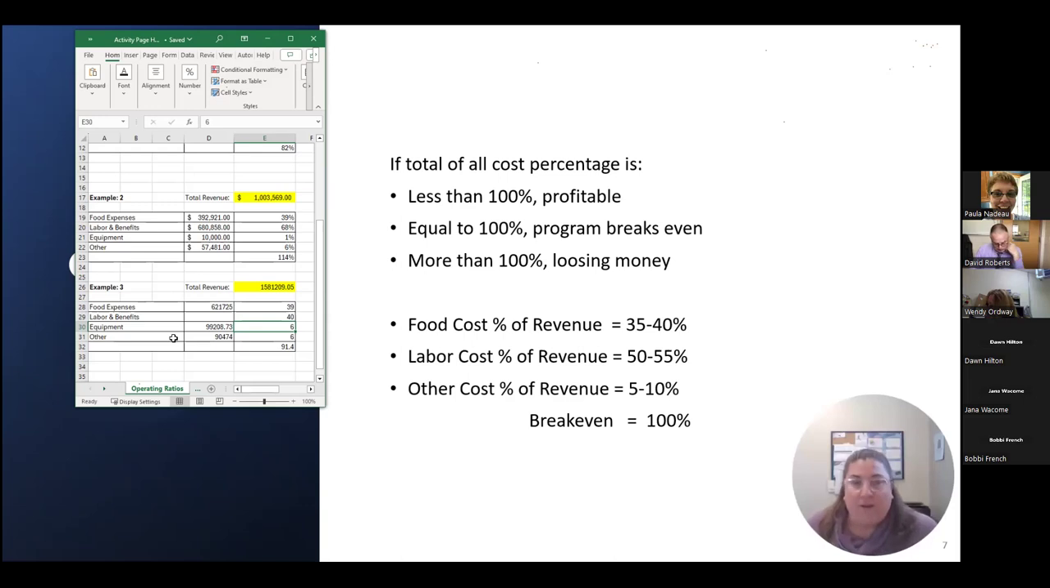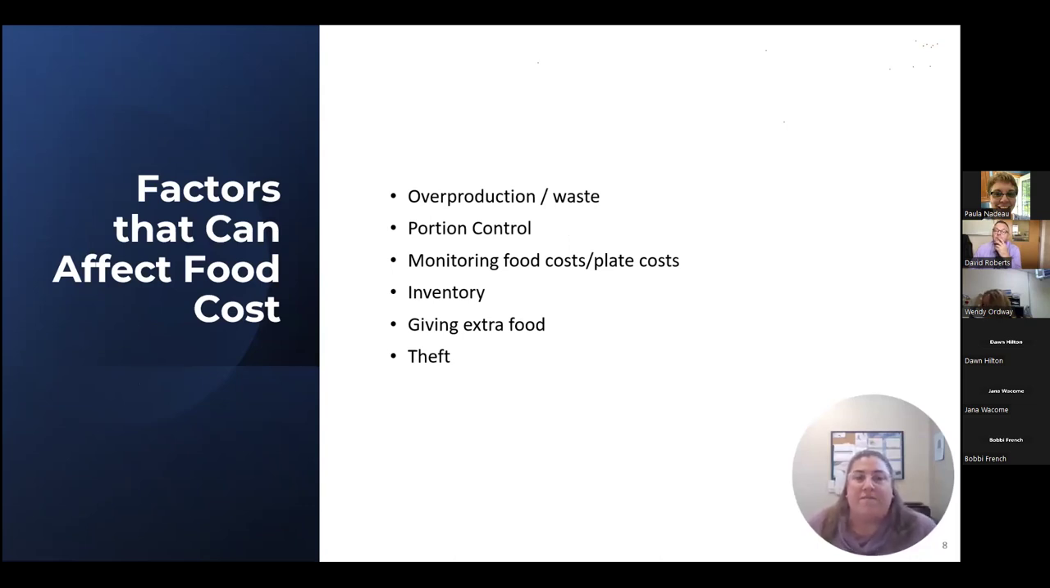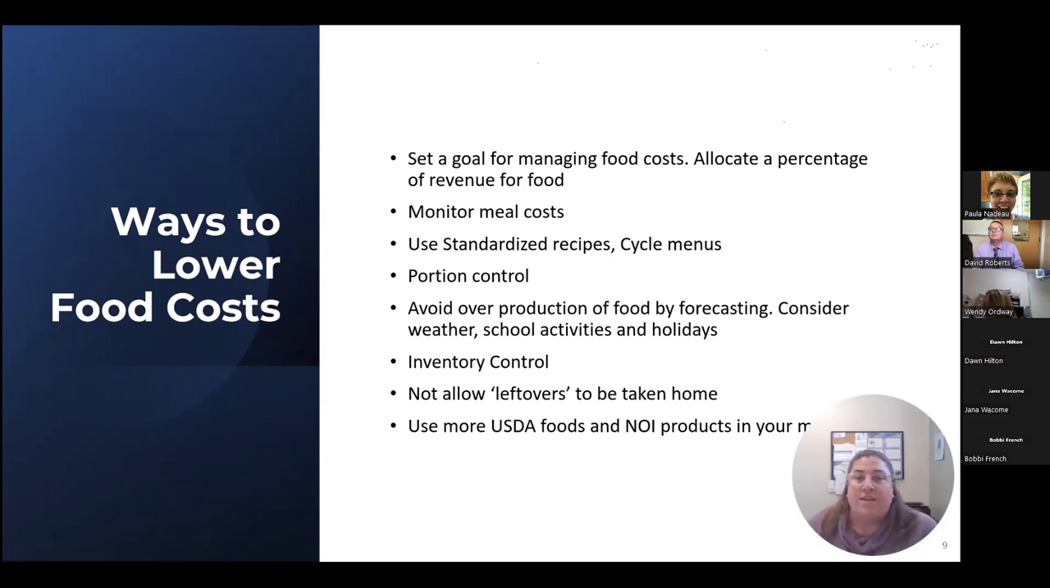All right. So we're going to talk some more about what affects costs in the next slide. So let me throw the activity page over here. There we go. So, factors that can affect your food costs: overproduction, waste, portion control, monitoring food costs, your inventory, giving extra food, theft. Those are just some of the starters. And then ways to lower food costs. So using the percentages that we did, you can use that to set your own goal for managing your food costs. With that, food costs is one of the things that we do have control over. So that's one of the key ones that we're going to talk about first.